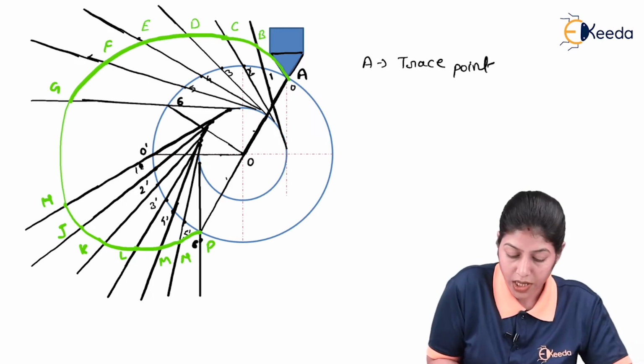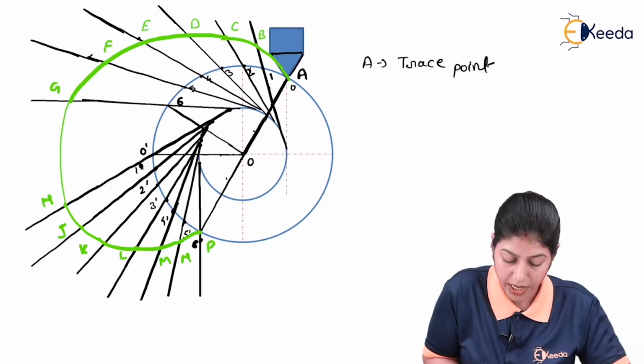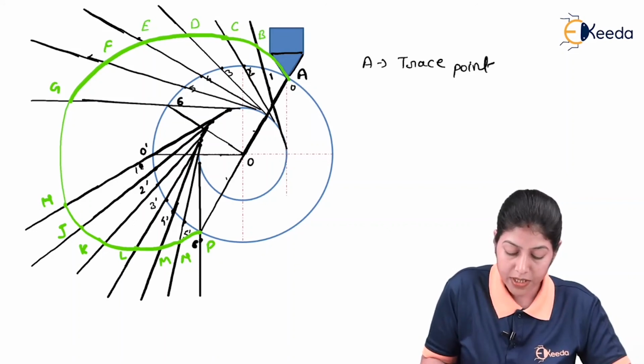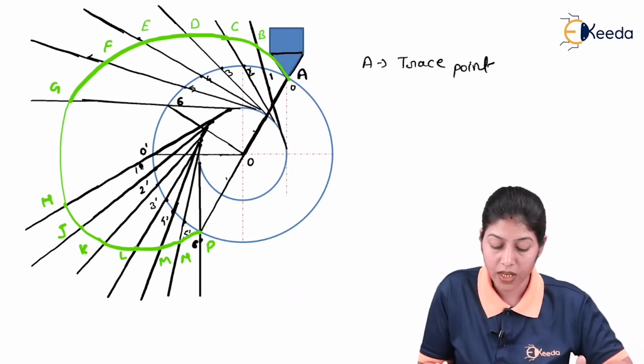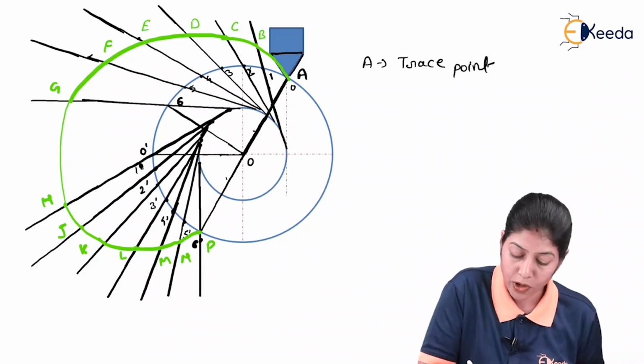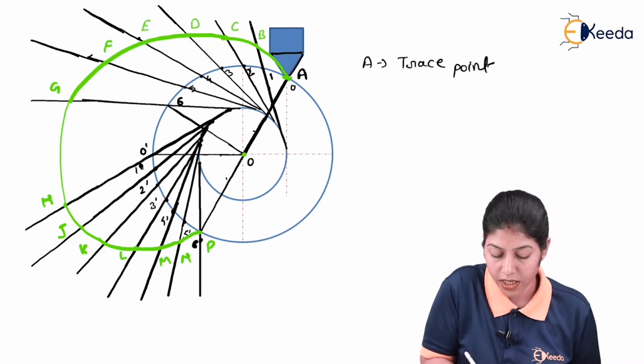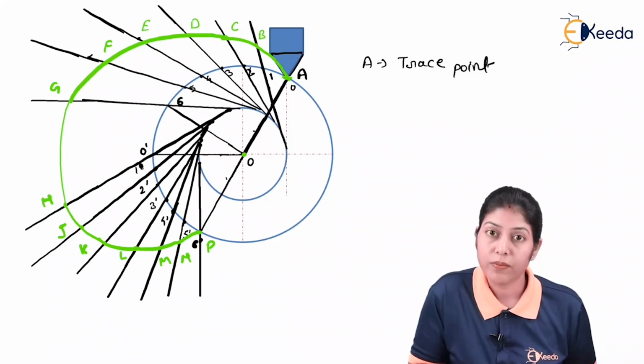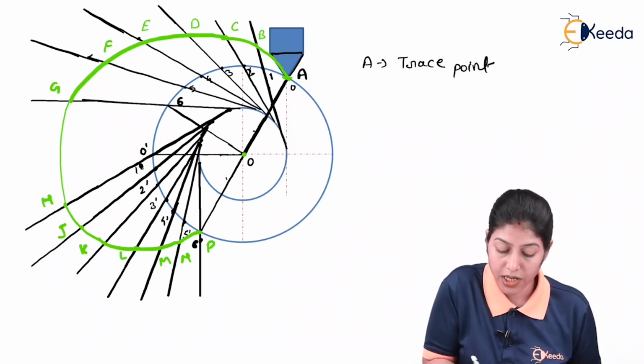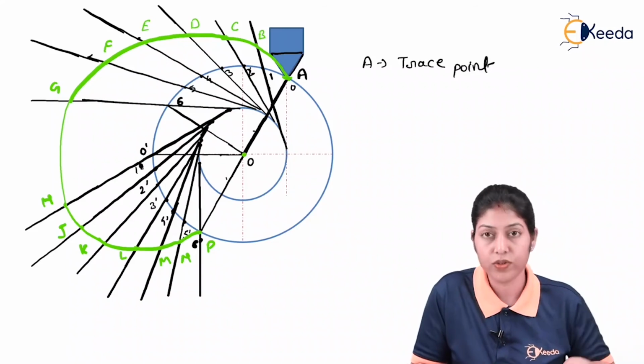So here A, B, C, D, E, F, G, H, J, K, L, M, N and P is representing the profile of the radial cam when the follower is offset from the center of the cam or center of the base circle. So this is our second condition, and this is the profile which is related to the second condition.